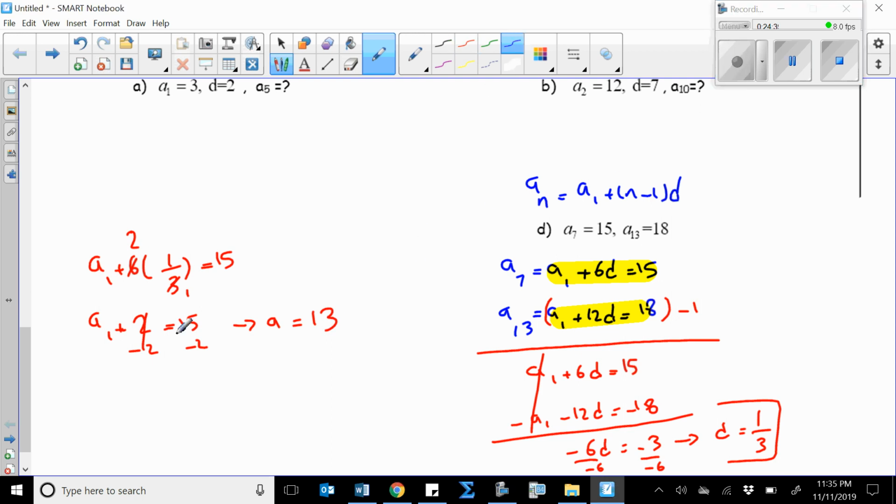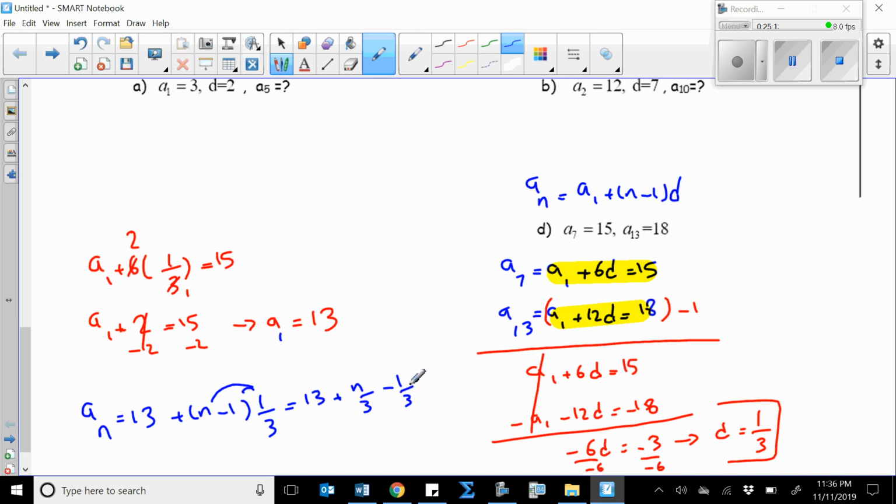Now we can write the formula for an. a1 was 13. 13 plus n minus 1 times d, which is 1 over 3. So this will be the general rule. We can also simplify this more. It will be 13 plus n over 3 minus 1 over 3.